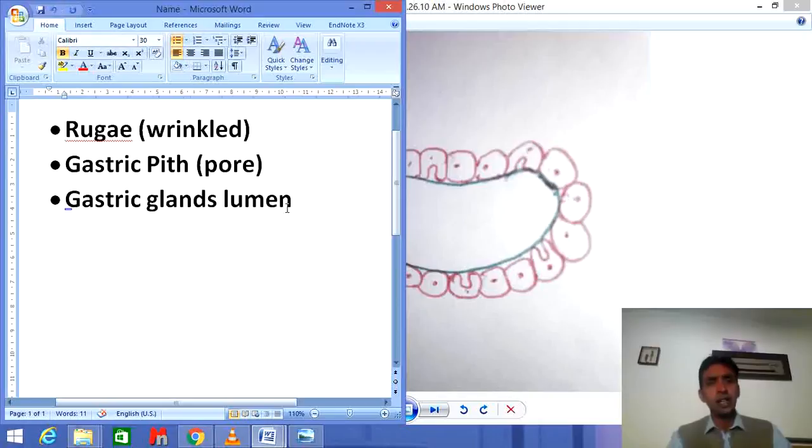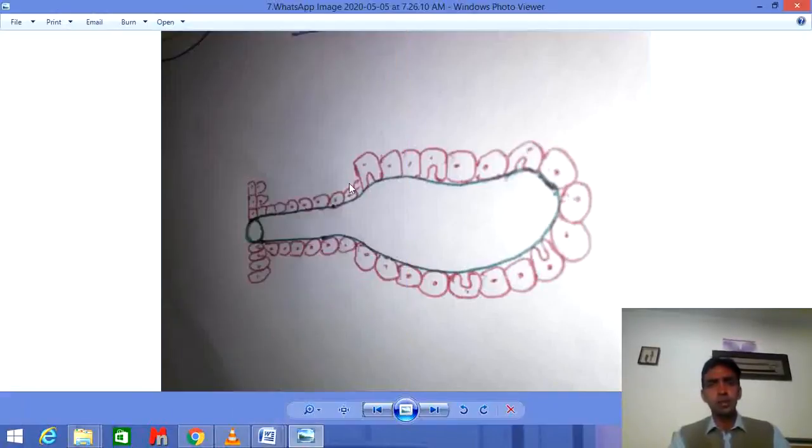So the gastric gland is composed of the gastric gland lumen and the gastric neck. First of all, the gastric neck. The gastric neck is made up of a large number of cells. You can see a large number of cells on the neck and also on the surface. These are called mucus cells.